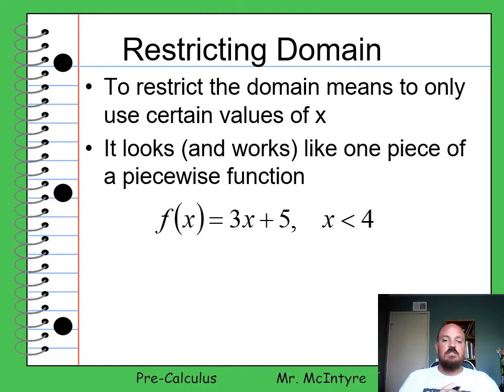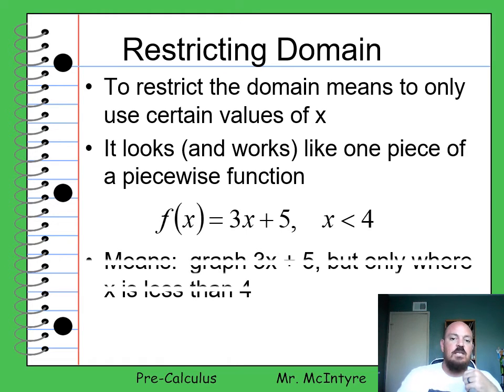So basically what you're going to see is your equation, f of x equals something, like 3x plus 5, and then it's going to say comma, and there will be some little inequality after it. X is less than 4 is the example I used, or x is greater than 10, or x is greater than or equal to 0, something like that. Now what that means is I'm using the function 3x plus 5, but only for numbers that are less than 4.